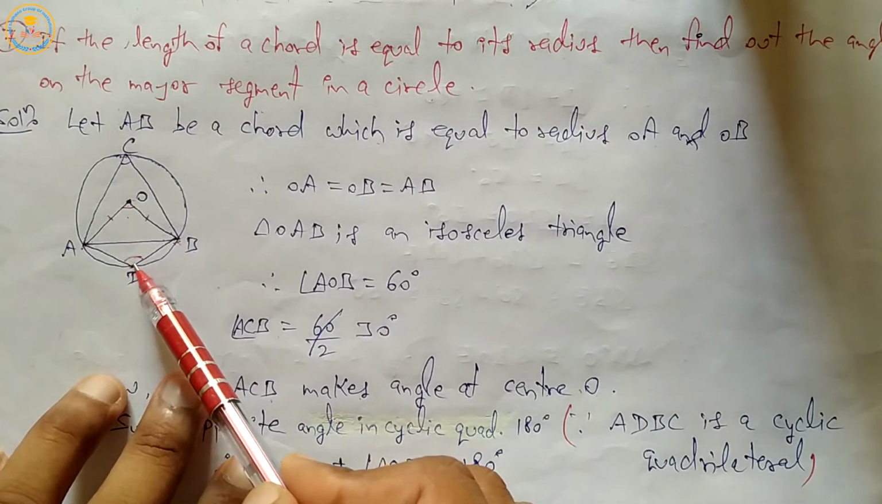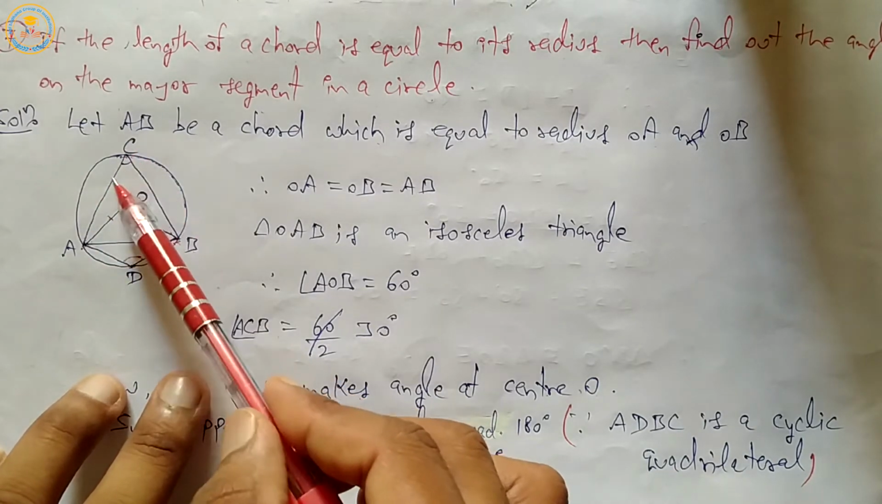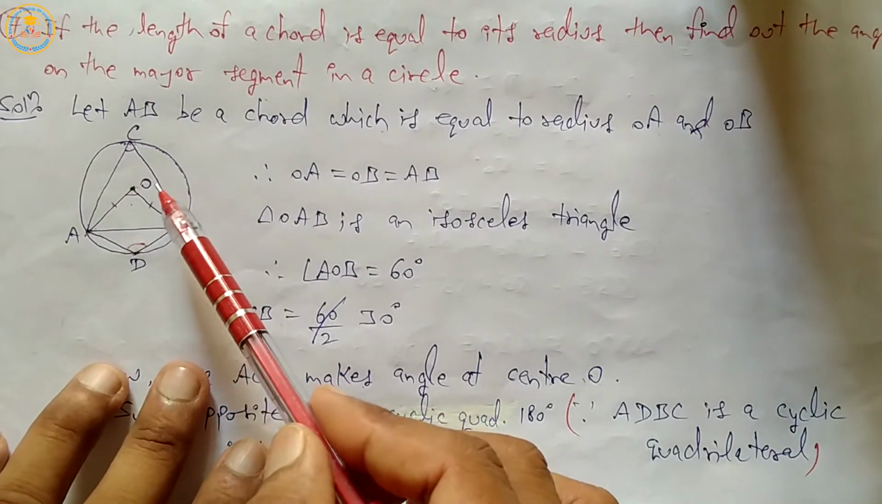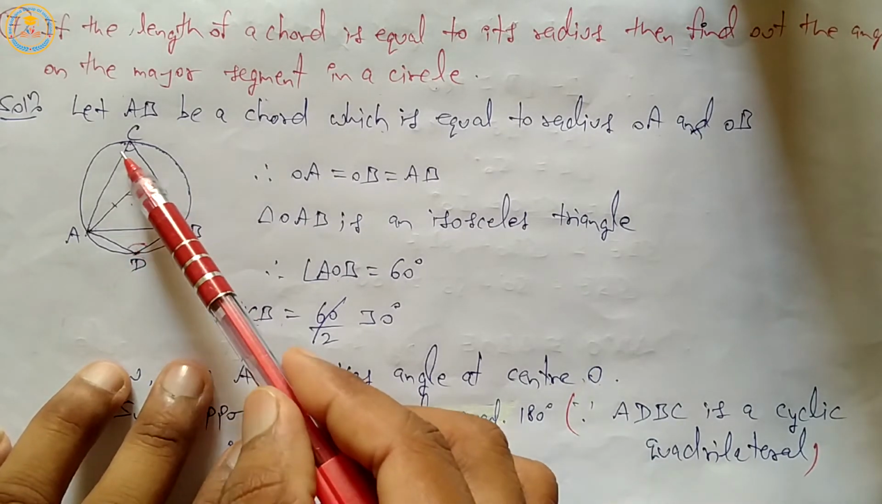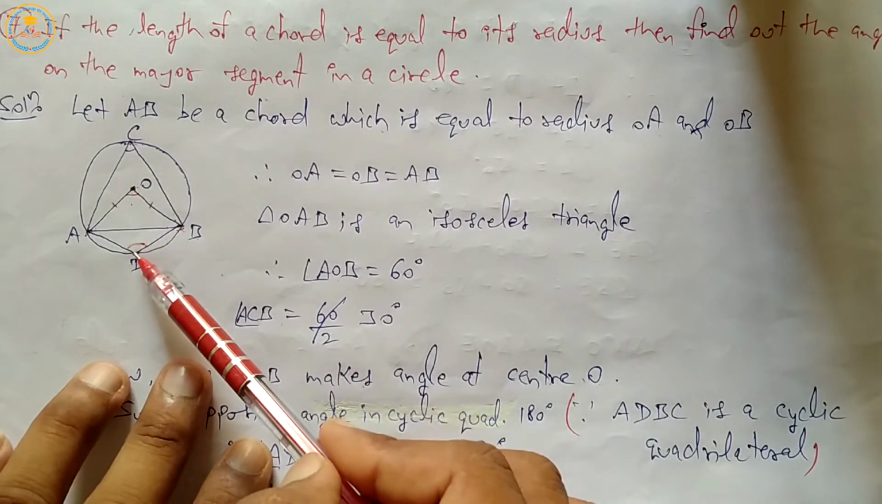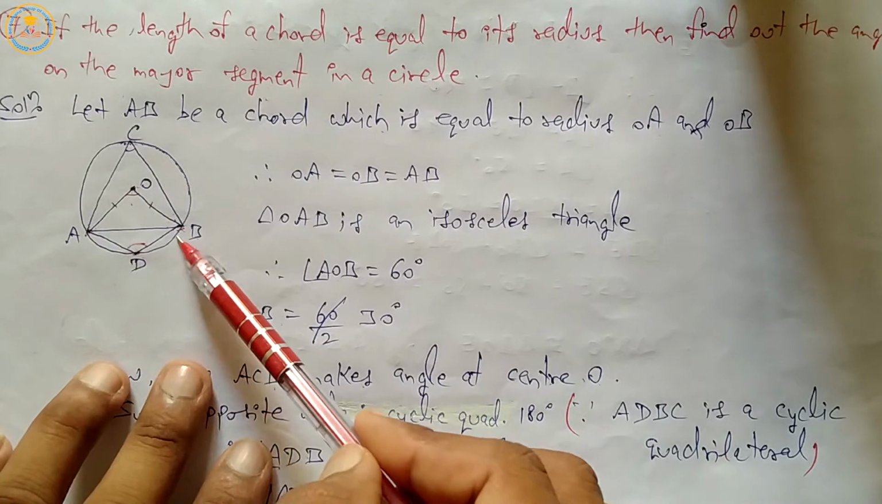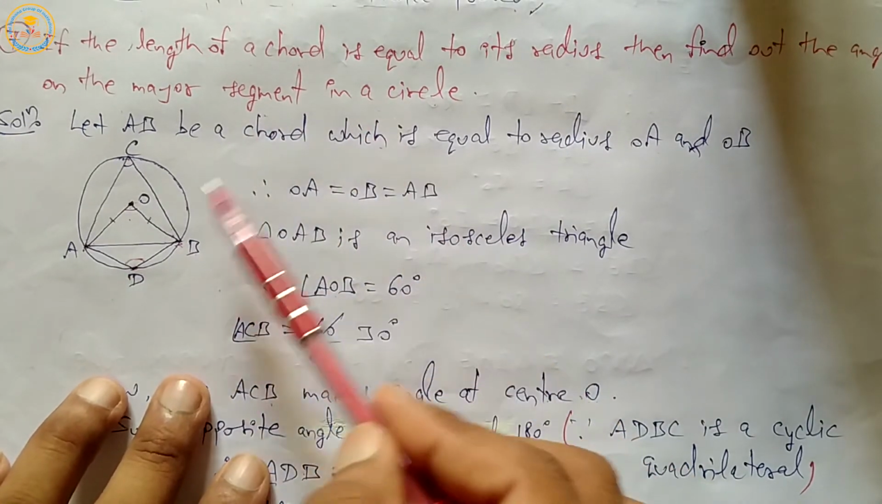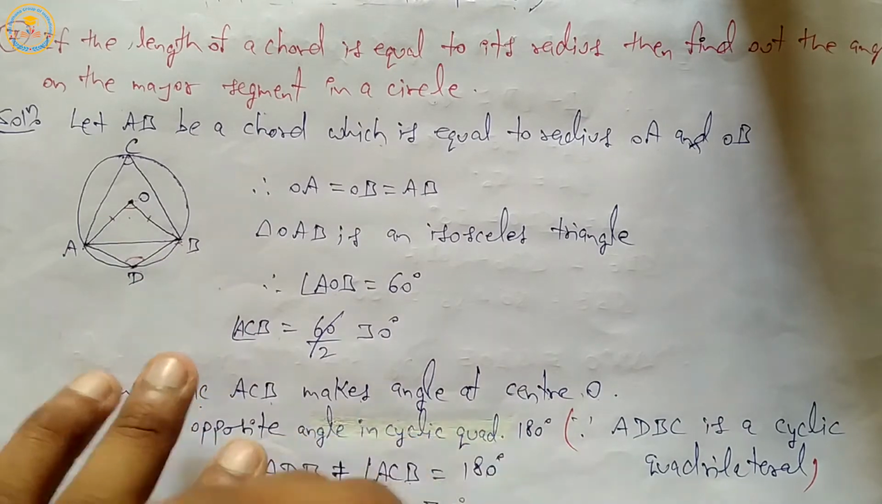We calculate angle D. ADBC is a cyclic quadrilateral, and in a cyclic quadrilateral the sum of opposite angles is 180. Therefore, angle C plus angle D equals 180. Angle C is 30, so angle D equals 180 minus 30. Therefore, angle ADB on the major segment is 150 degrees, which is the answer. Clear? Next question.